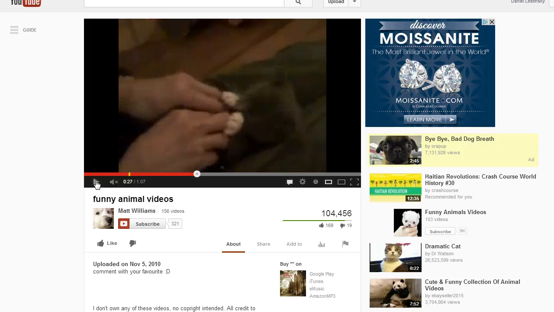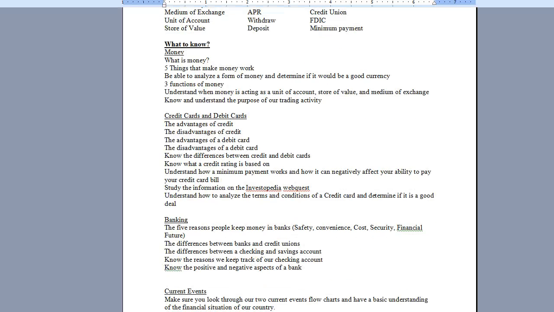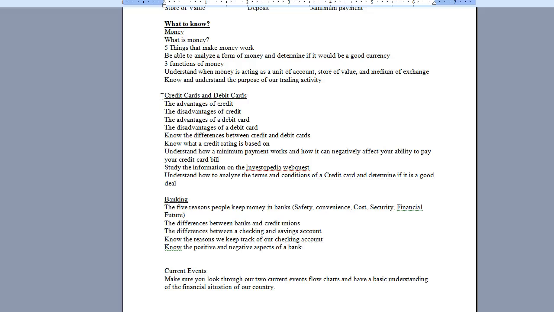Alright, enough of that. Now we're moving on to the second part of our studying. And this is the bulk, the biggest part, the part that you need to know the most about: credit cards and debit cards. You've got to know, especially credit cards, inside and out. So take a lot of time and make sure you really understand the benefits and drawbacks of, in particular, credit cards and debit cards.